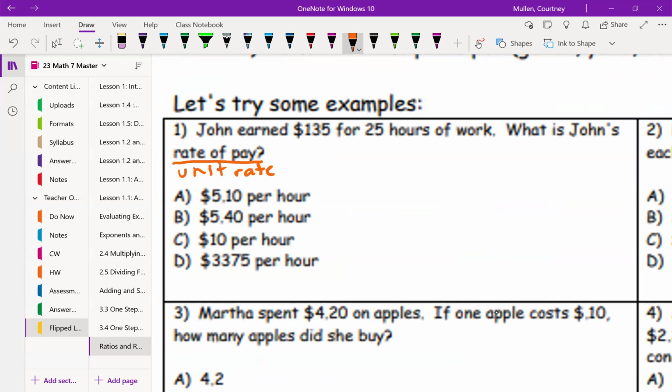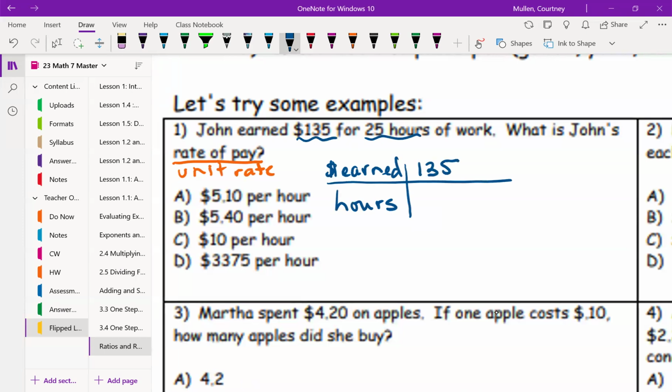So we have to figure out what our labels are going to be. Well, we know that we're talking about per hour, money, and then hours. So I'm going to put hours as the denominator. So I could say maybe money earned per hour. So he earned $135 for 25 hours of work. But again, this is asking for the unit rate. So we know that the denominator is going to have to be 1.